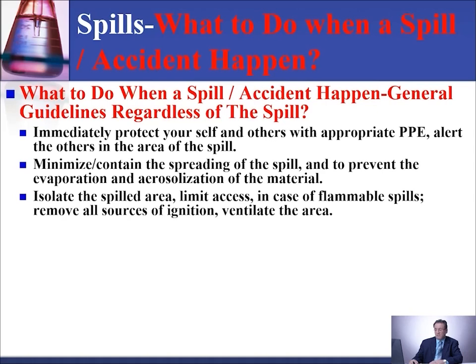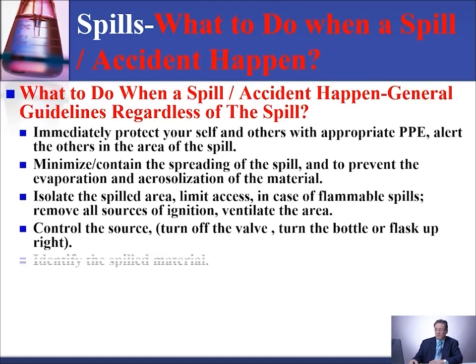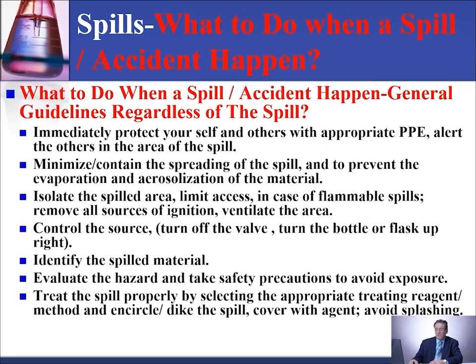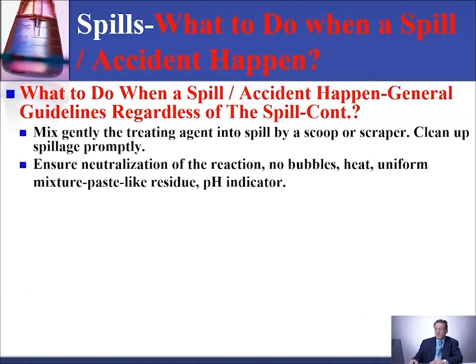Isolate the spilled area. Limit access in case of flammable spills. Remove all sources of ignition. Ventilate the area. Control the source, okay, turn off the valve as applicable. Turn the bottle or flask upright. Identify the spilled material. Evaluate the hazard and take safety precautions to avoid exposure. Treat the spill properly by selecting the appropriate treating agent or method, dike the spill, and cover with agent, avoiding splashing.